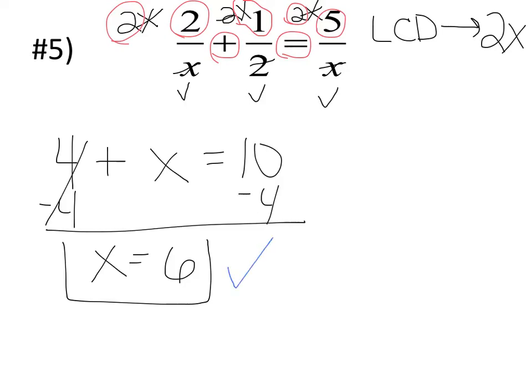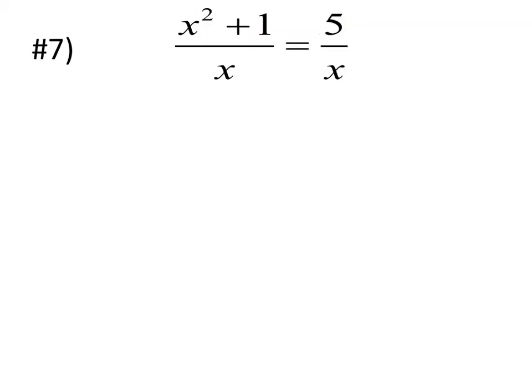So we checked and check, we're good. Something about the blue check mark makes it very official. All right. Let's find our LCD. Our LCD is x. I've got my x covered, I've got my x covered, I'm good, it's just x. Multiply x by each piece.